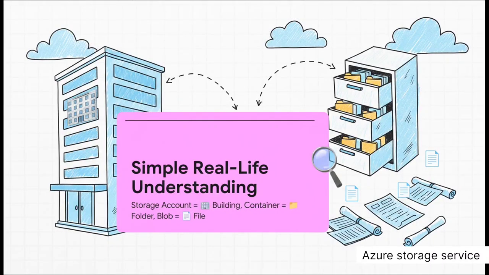Okay, first things first, let's get a really simple mental model locked in your brain, because this makes everything else just click. Think of it like this. Your Azure storage account, that's the whole office building. Inside that building, you have containers, which are basically just folders or filing cabinets. And then inside those folders, you have your blobs. Those are the actual individual files. Building, folder, file. Got it? Awesome. That's the key idea we're going to build on.